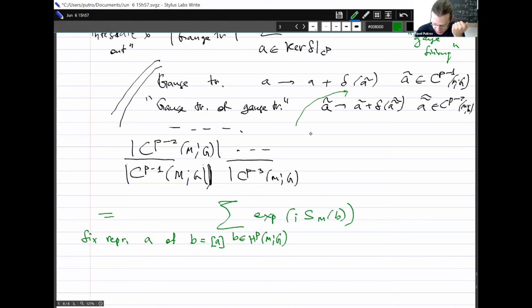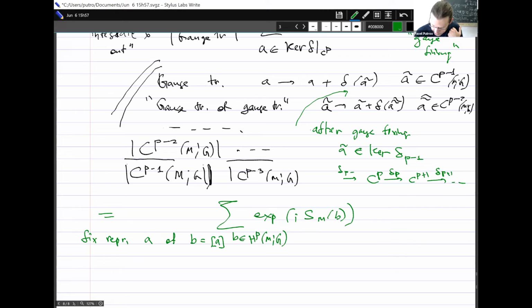So this means that now after gauge fixing, this A tilde must be in the kernel of delta, let me write it as just delta P minus 1, where we use this notation as before. So we have C^P, delta P acting on C^P, it goes to C^(P+1), then we go to delta P plus 1, and so on. And here we have delta P minus 1, C^(P-1), and so on.